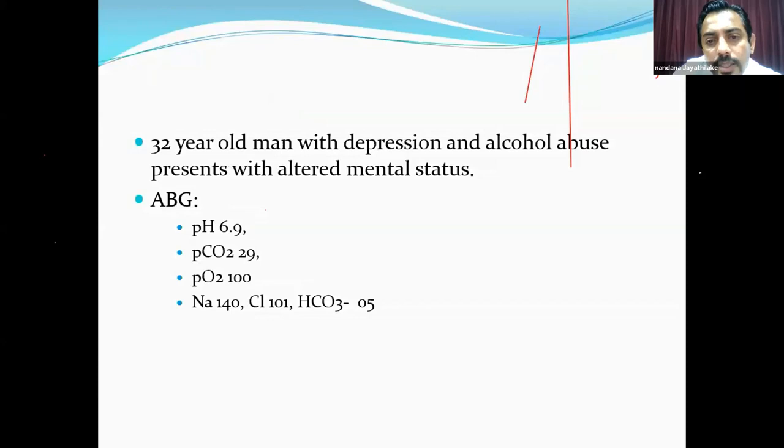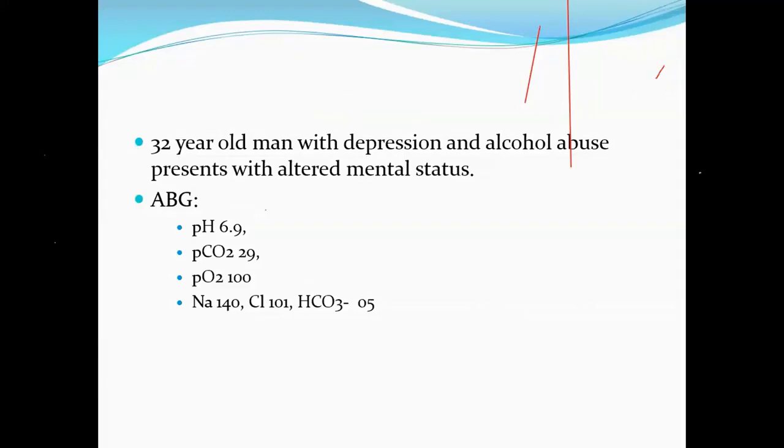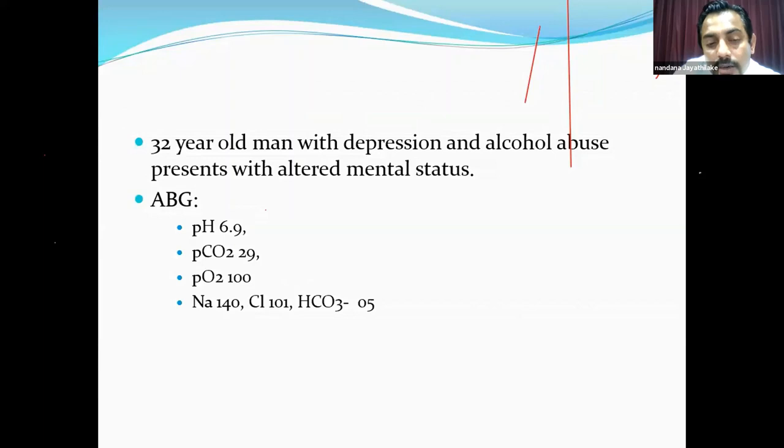A 32-year-old man with depression and alcohol abuse presents with altered mental state. Now I have given you so many steps. pH 6.9, PCO2 29, PO2 100, sodium 140, chloride 101, bicarbonate 5. Can somebody analyze this blood gas and give me a detailed blood gas analysis? I have given you several steps.